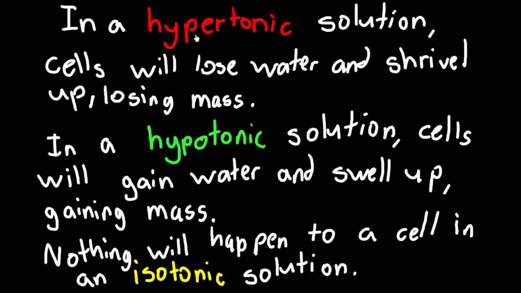So in a hypertonic solution, the cell will lose water, and this will cause it to shrivel up. And this is going to make it lose mass because it's going to get smaller, it's going to get skinnier and shrivel up. So in a hypotonic solution, cells will gain water and swell up. They will gain water, and then water will start pushing on the cell membranes, and the cell will swell up, get bigger, and it will gain mass, and it will become more densely packed with water as well. And obviously, if you put a cell into an isotonic solution and there is no net movement of water happening, nothing will happen to the cell.